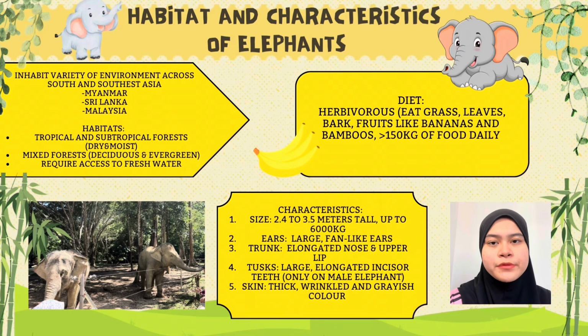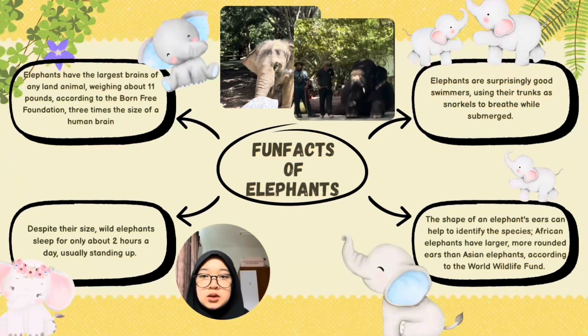Elephant diet is herbivorous, which means they eat grass, leaves, bark, and fruits like banana and bamboo. They can eat more than 150 kg of food daily. There are a few fun facts about elephants that I want to share.